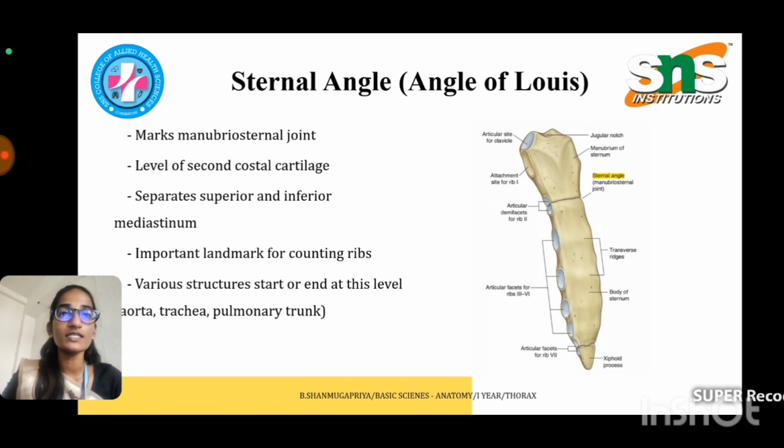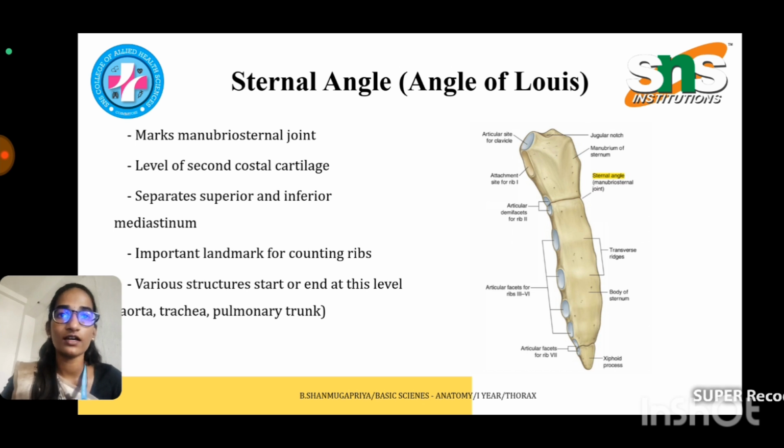It marks the plane which separates the superior mediastinum from the inferior mediastinum. The ascending aorta ends at this level and the arch of aorta begins and also ends at this level. The descending aorta begins at this level. The trachea divides into two principal bronchi at this level. Then we have the pulmonary trunk, which divides into two pulmonary arteries just below this level.